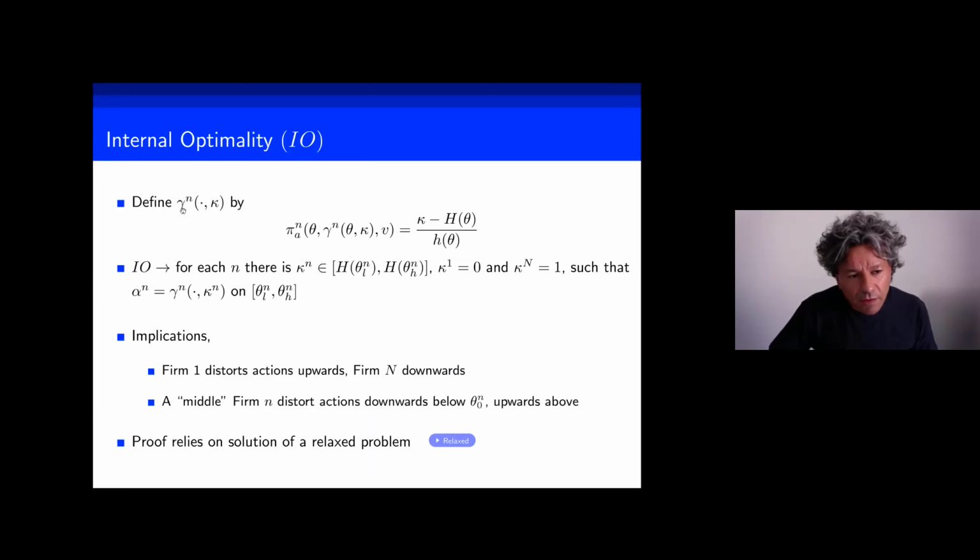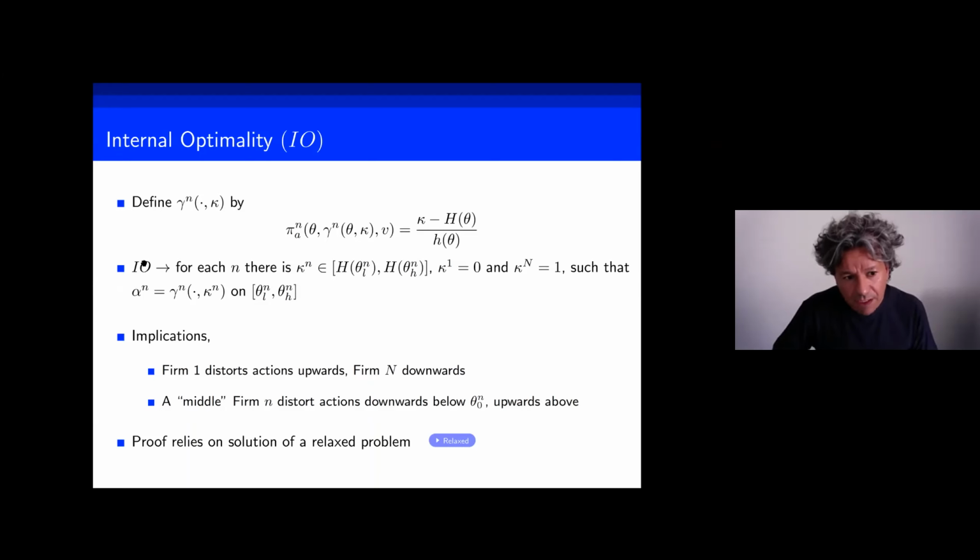We are going to define gamma as the solution to this equation. That is the action that this equation clears for type theta, given this parameter that comes out of the blue here, kappa. This kappa is between 0 and 1. Before I define internal optimality, if you put kappa equal to 1 here and pass this H to the other side, this is the standard monopoly condition of efficiency versus information rents. The difference is that this kappa can be something between 0 and 1, or can be 0 in this case as well.